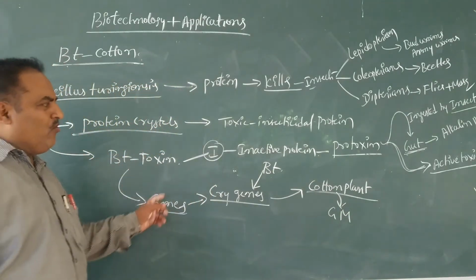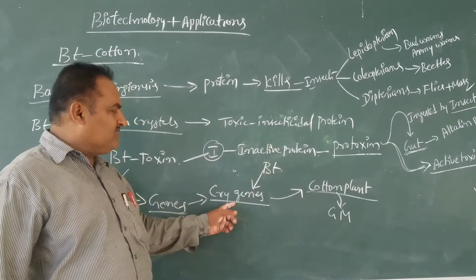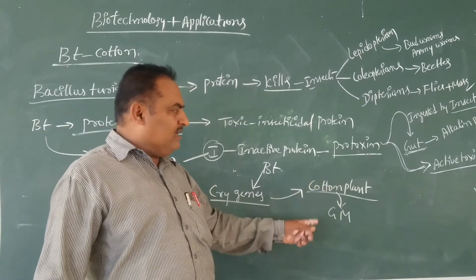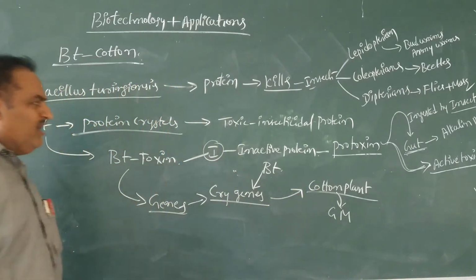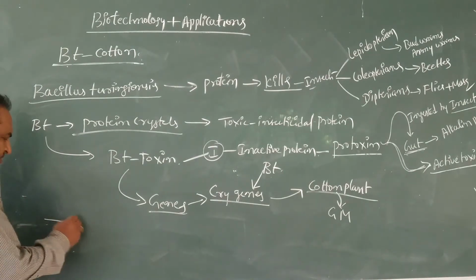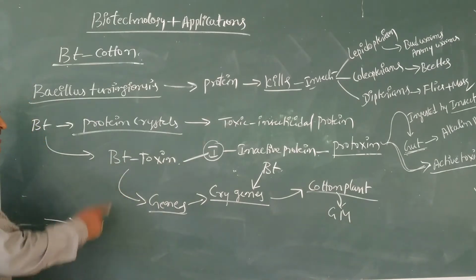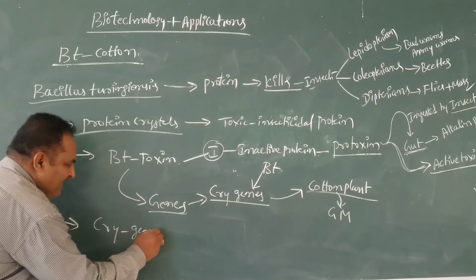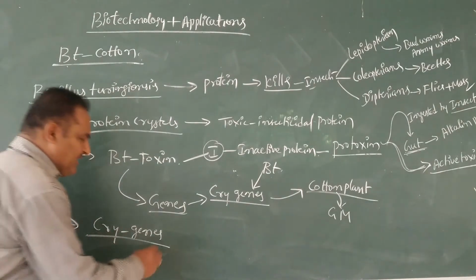The Bt toxin encoding genes present in the bacteria are extracted from the bacterial cell. Such genes are inserted into the cotton plant, and then the plant is genetically modified. Such plants are raised through a biotechnological process. Here, the Bt toxin encoding genes are called cry genes, and cry genes occur in various types.